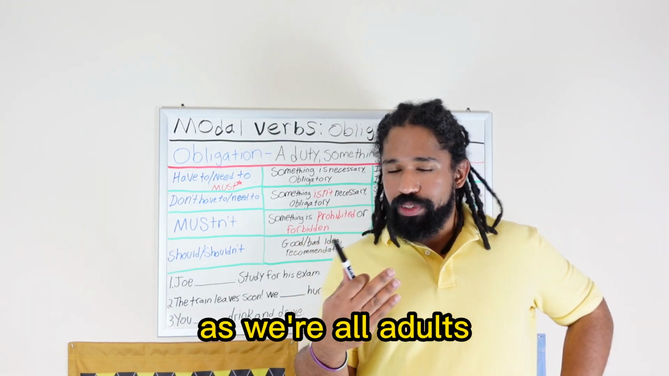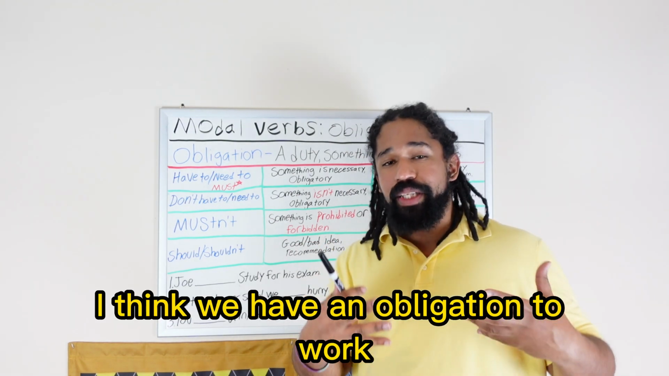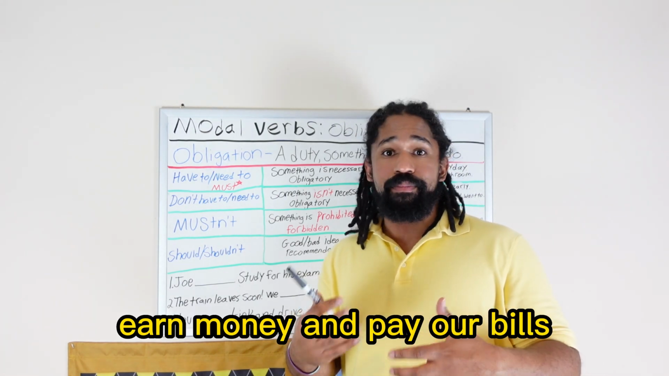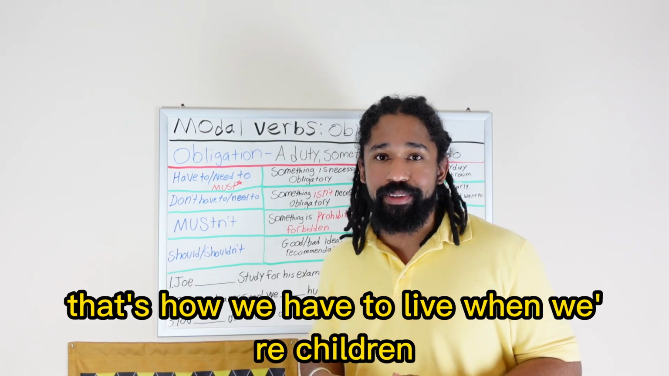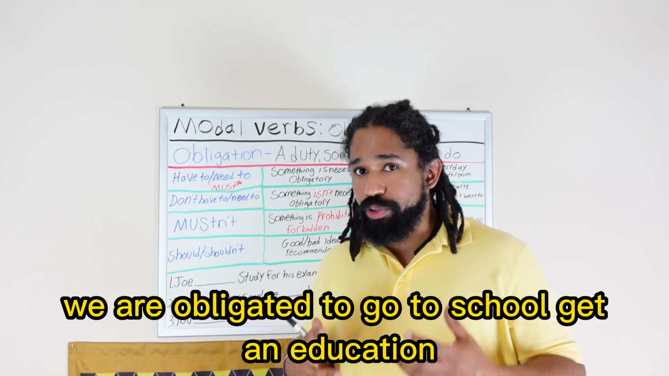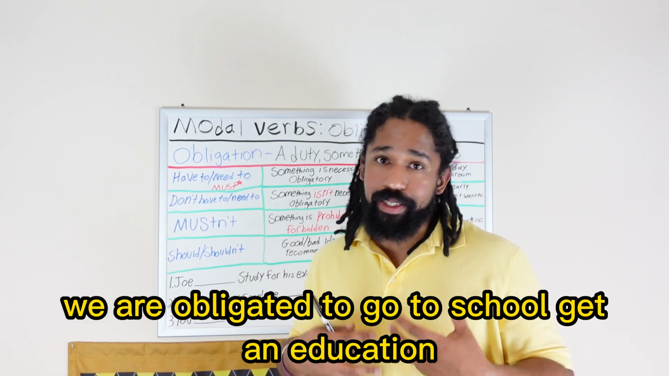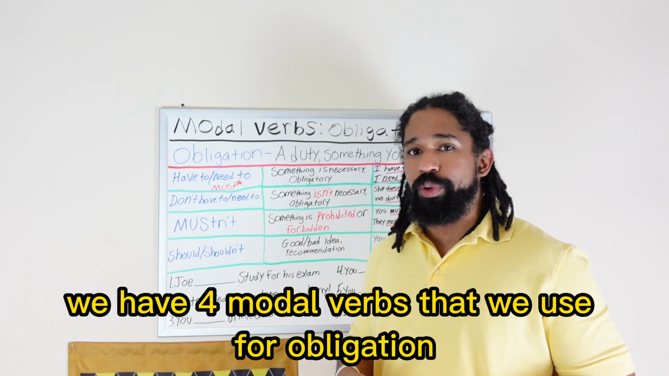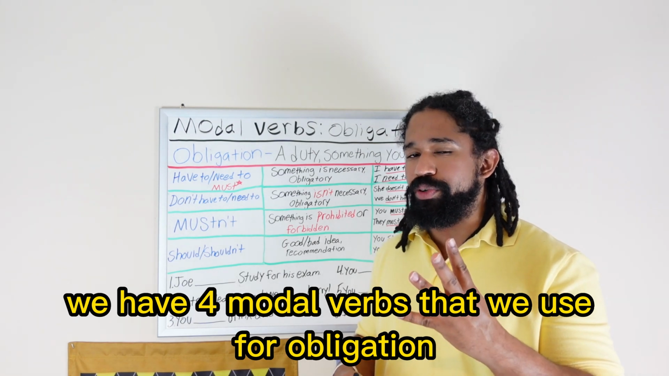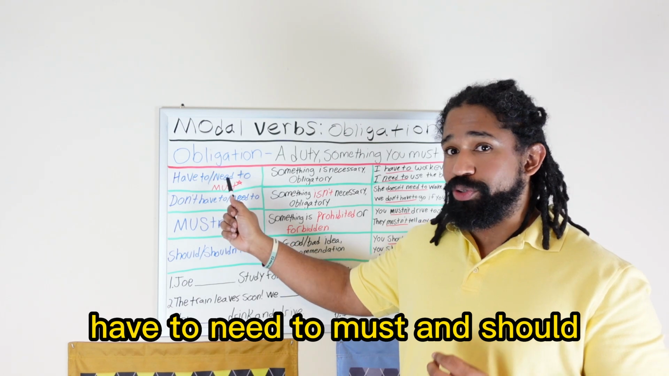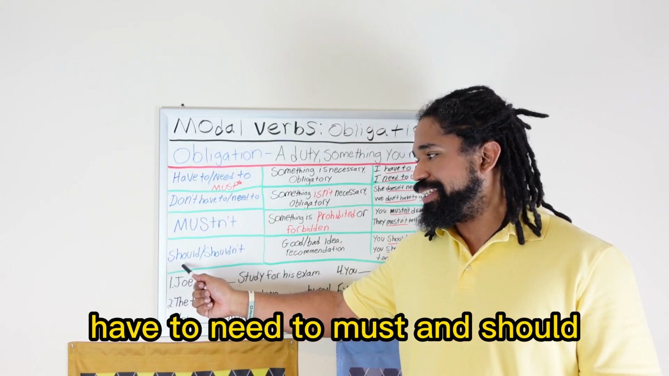As we're all adults, I think we have an obligation to work, earn money, and pay our bills. That's how we have to live. When we're children, we are obligated to go to school, get an education. These are things that we must or have to do. We have 4 modal verbs that we use for obligation. Have to, need to, must, and should.